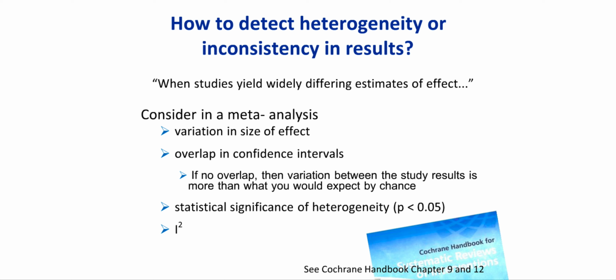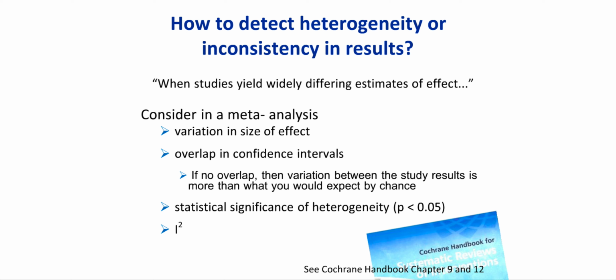A simple way to look at this is that when studies yield widely differing estimates of effect, we are concerned about heterogeneity or inconsistency in the results. We consider generally 4 factors. One is the variation in the size of the effect related to the point estimate, whether there is overlap in the confidence intervals. That is, if there is no overlap, then the variation between the study results is more than what you would expect by chance.